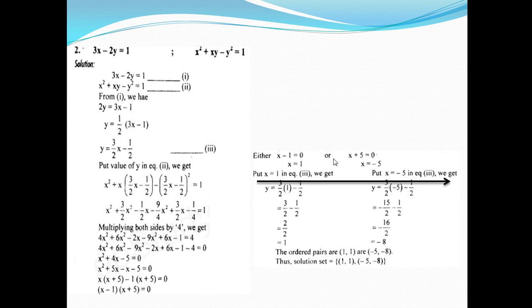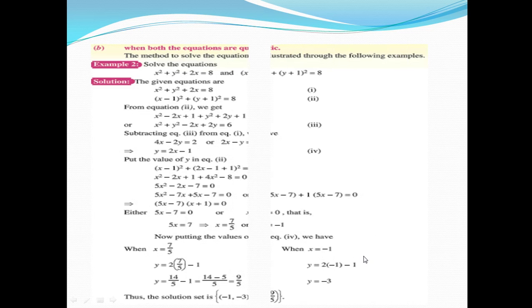x is equal to 1 and x is equal to minus 5. Put in the equation number 3: x is equal to 1, and y is equal to 1, and for x is equal to minus 5, y is equal to minus 8. The pairs are x is equal to 1 and y is equal to 1, and the second pair minus 5 and minus 8. This is the solution of the simultaneous equations.